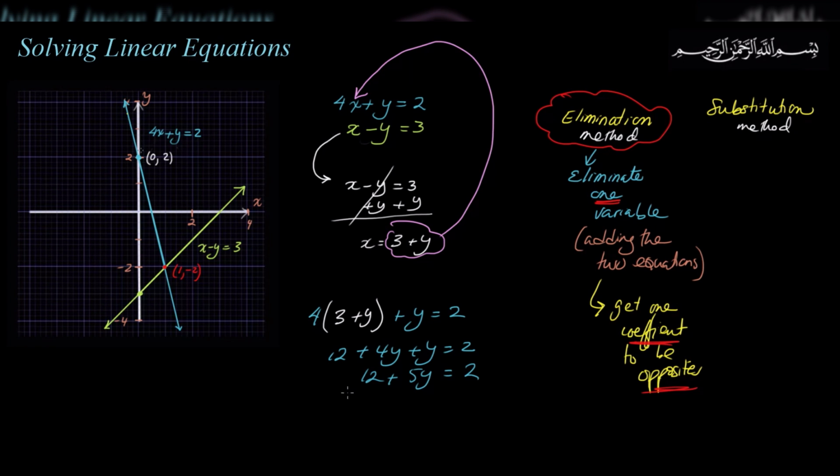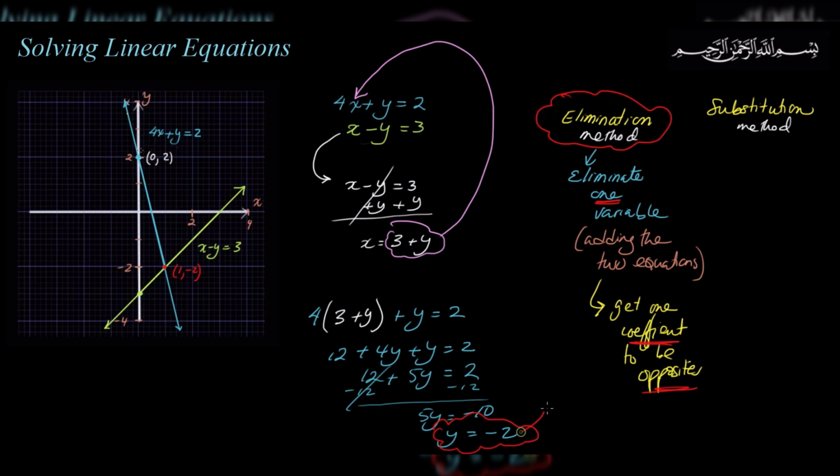And I subtract 12 from both sides like this. Then that's gone. That's 5y is equal to minus 10. And I divide both sides by 5 to get y is equal to -2. Ta-da! I got the same answer, and I better get the same answer, right? So here's y is equal to -2.